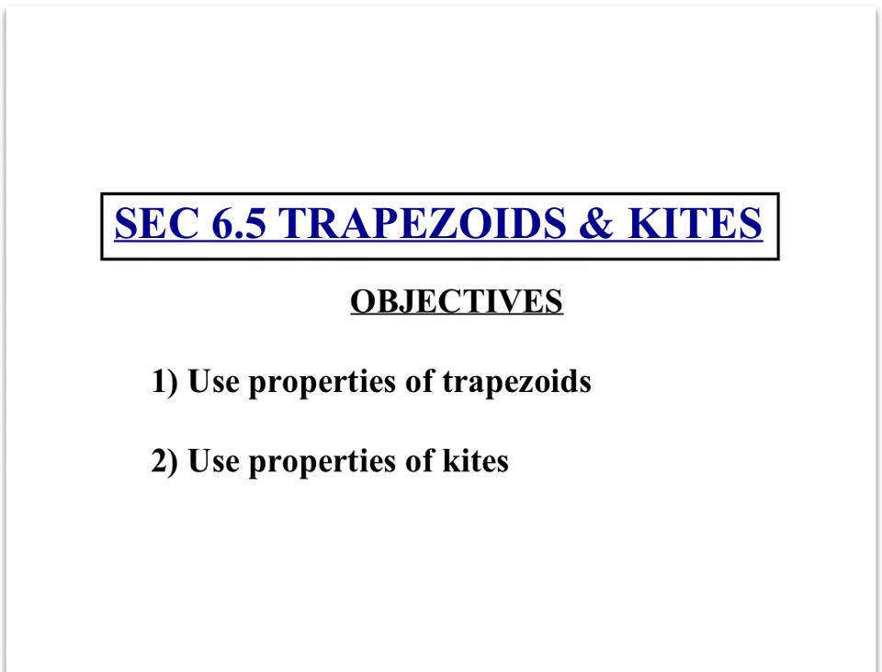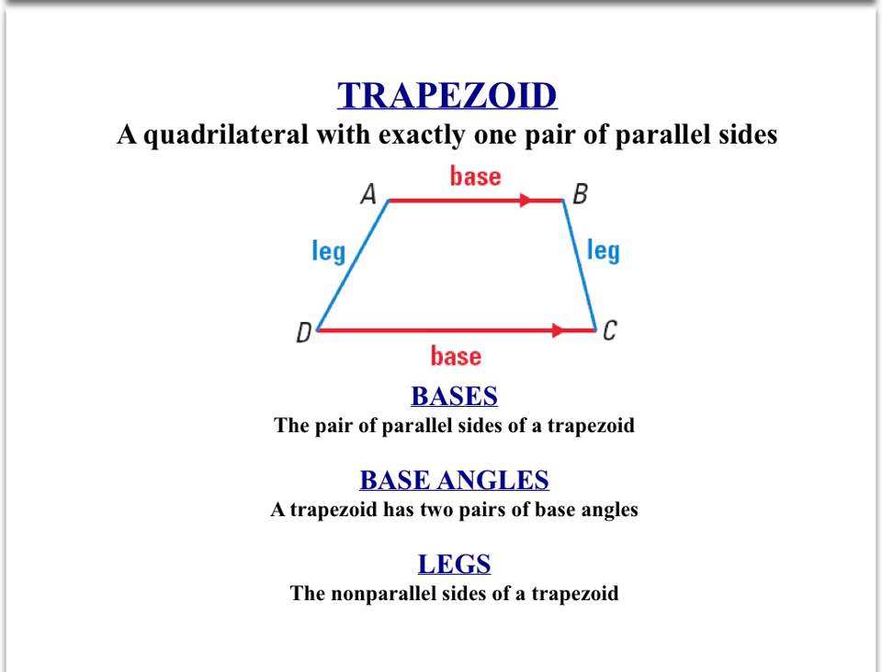Welcome to section 6.5. Today we're going to be talking about trapezoids and kites. Our objectives for today are to use properties of trapezoids and to use properties of kites. Let's establish a definition for a trapezoid.